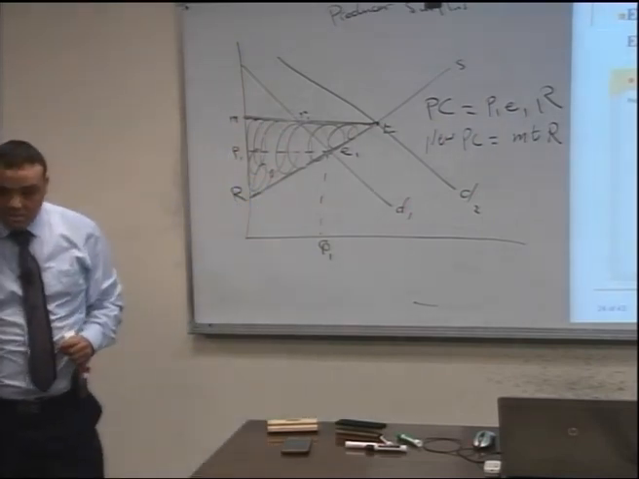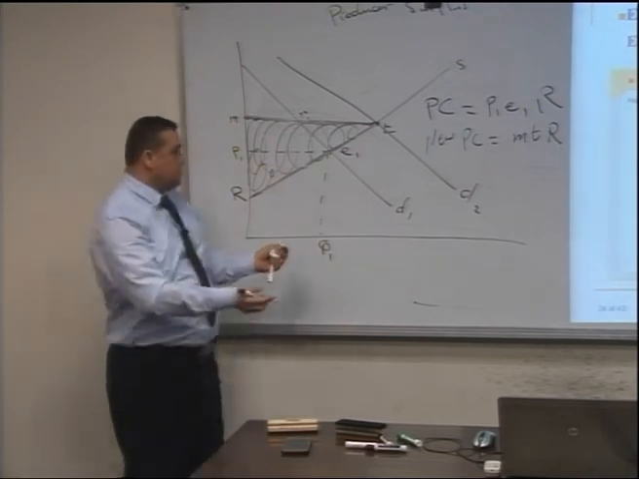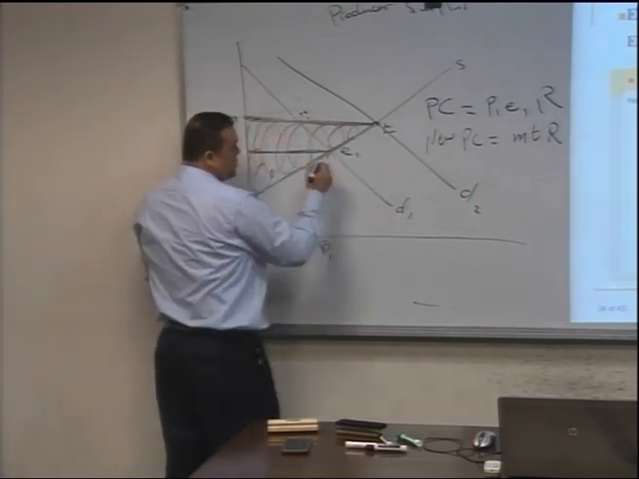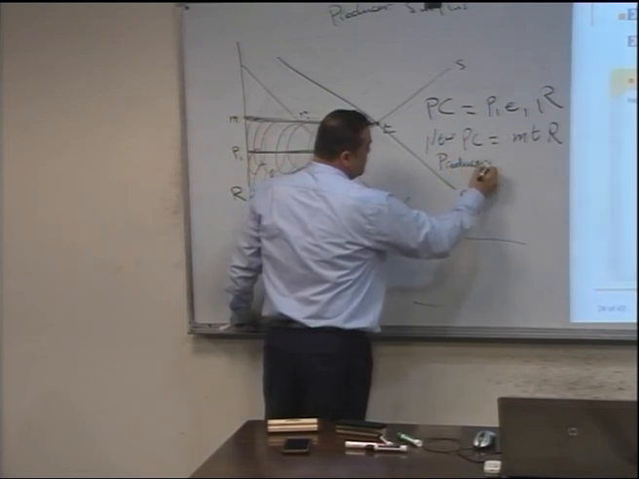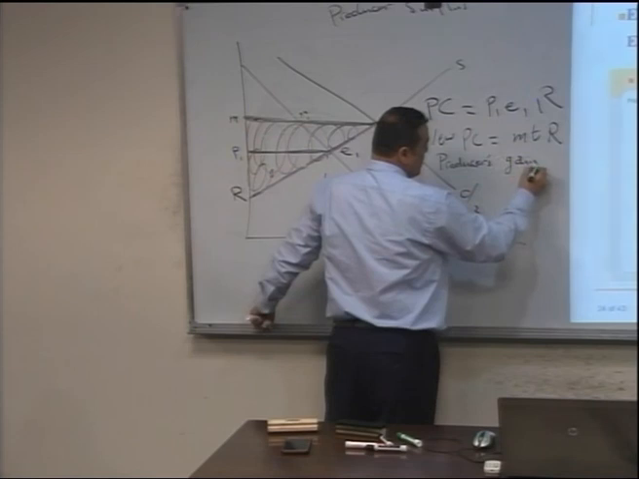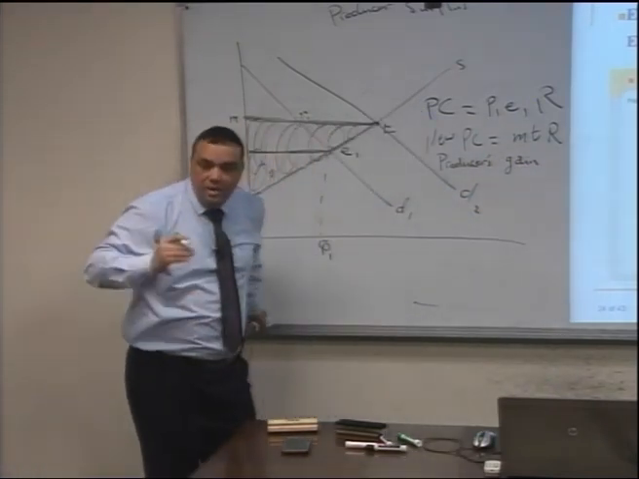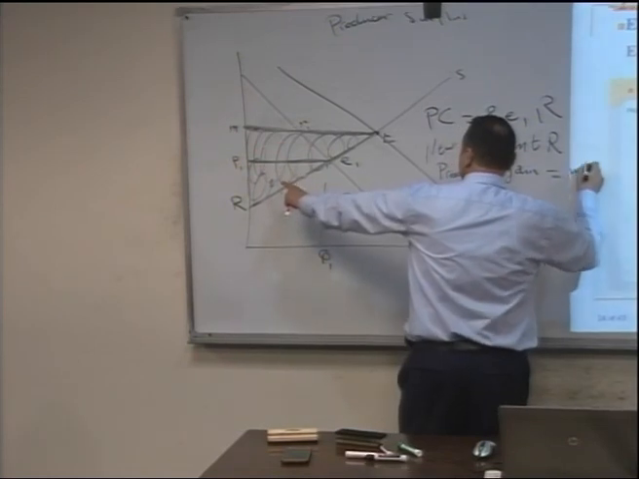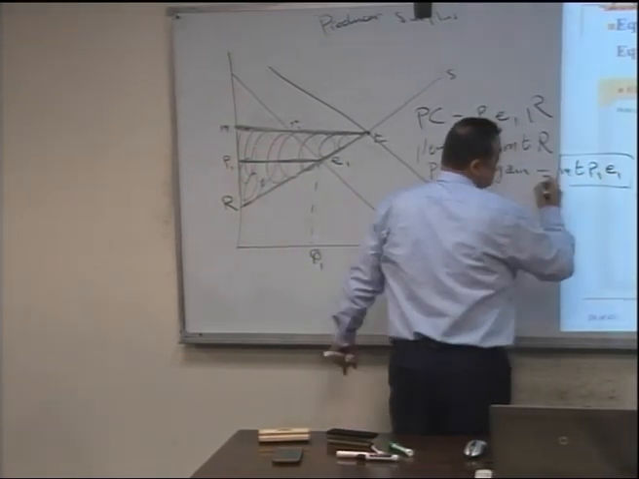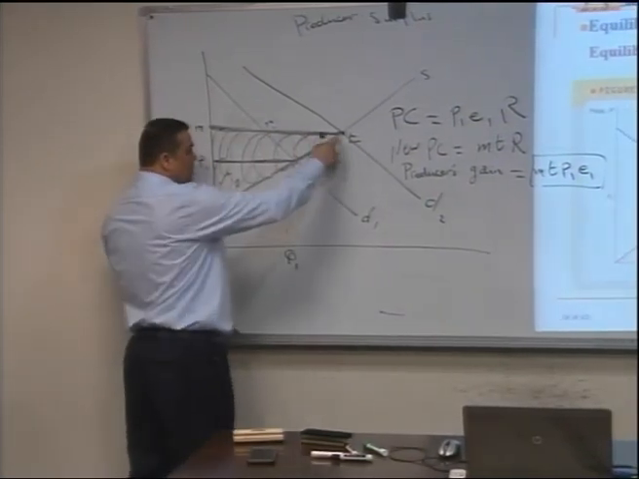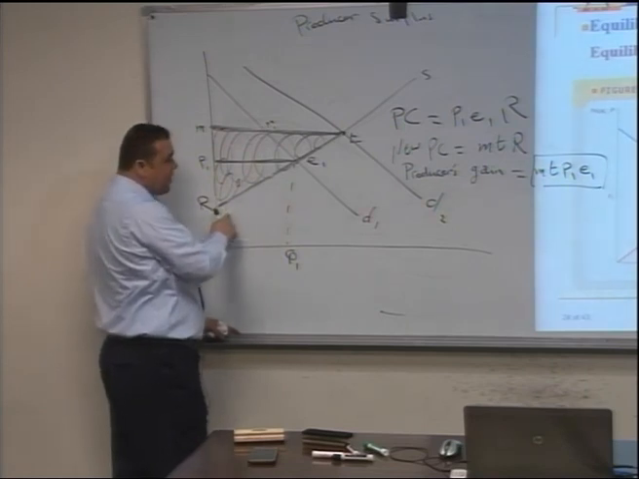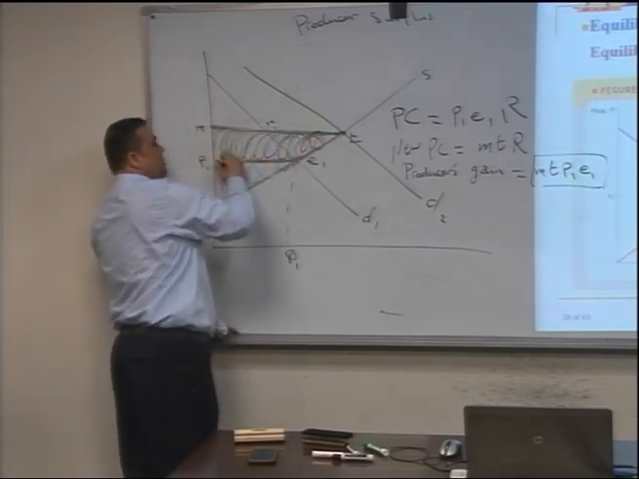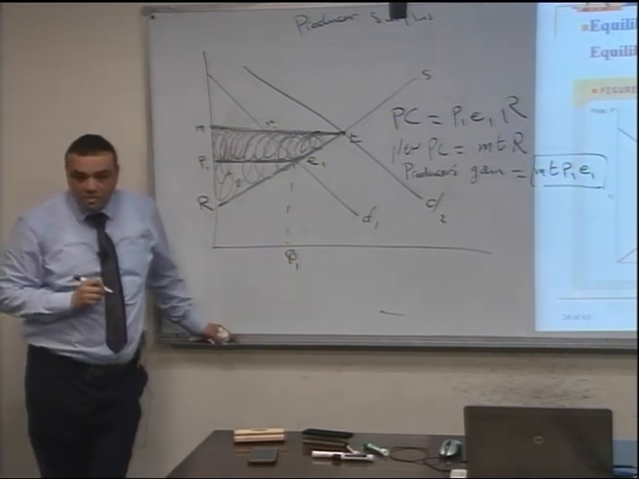We have gains here. We have additional welfare for the producer, represented by this area. The producer's gain, or additional welfare, or additional surplus for the producer, equals the area MTP1E1, which means the total new surplus minus the old surplus. This is the new producer surplus. أوكي؟ يعطيكم العافية.